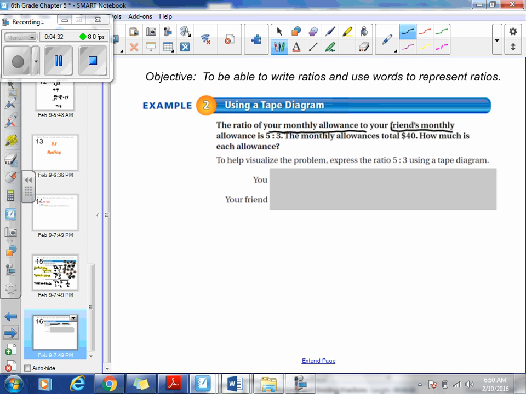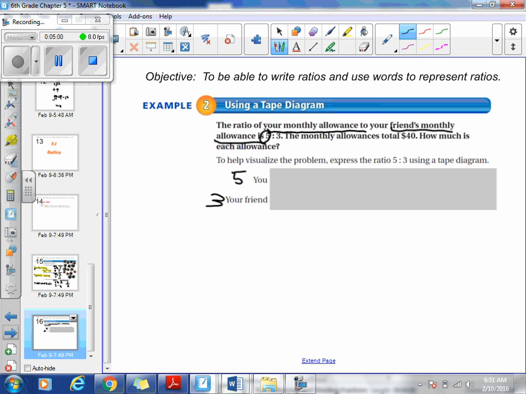So we're comparing you to your friend. Notice you come first, so in our ratio, you have to come first. Your monthly allowance to your friend's monthly allowance is 5 to 3. So you are 5, your friend is 3. For every 5 parts of allowance that are for you, your friend only gets 3. So who's getting more allowance? You are. The monthly allowances total $40. How much is each allowance?